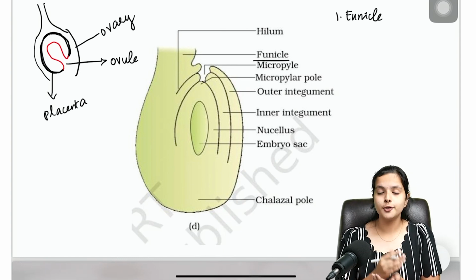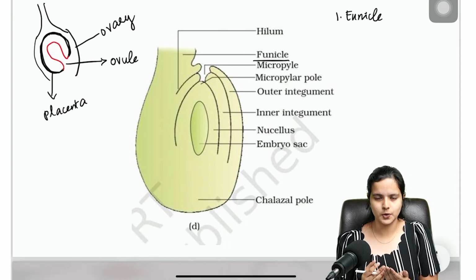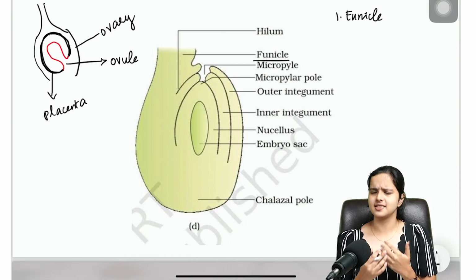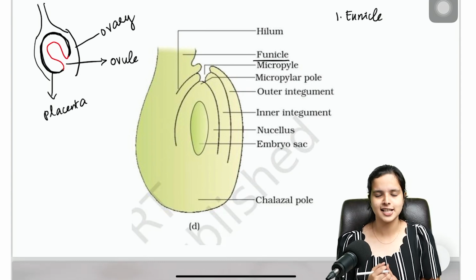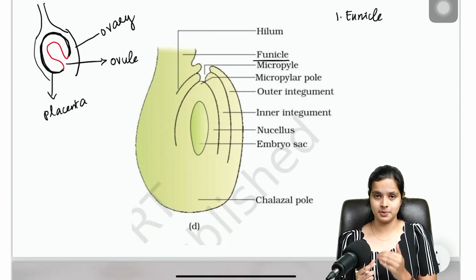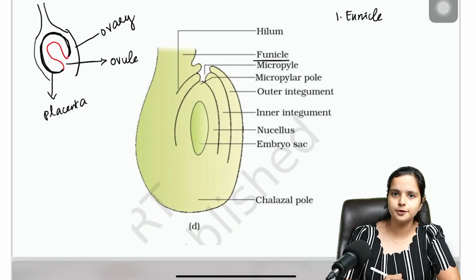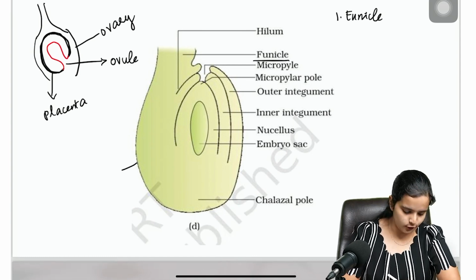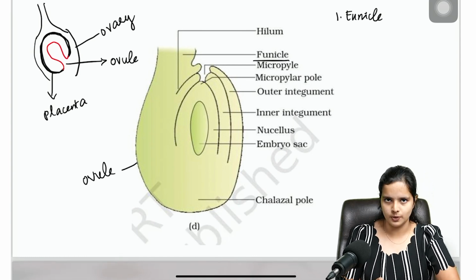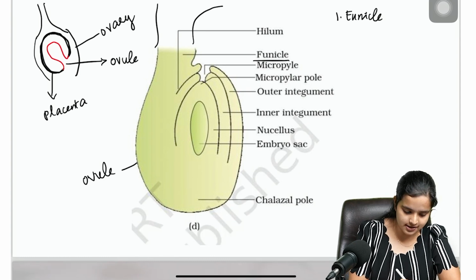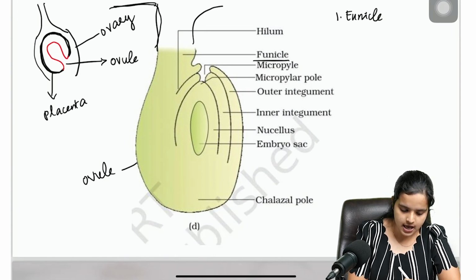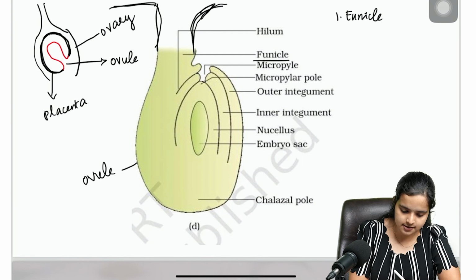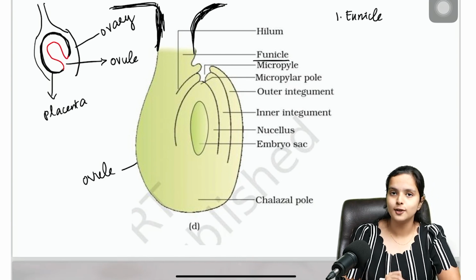What is funicle? Funicle is simply a stalk, a simple connection between the ovule and the placenta, because the ovule obviously arises from the placenta. Look at the figure over here. This is the whole ovule, the big picture that you can see. Over here you will have the placenta, and there should be something that connects the placenta and the ovule, some stalk. And that stalk is called the funicle.